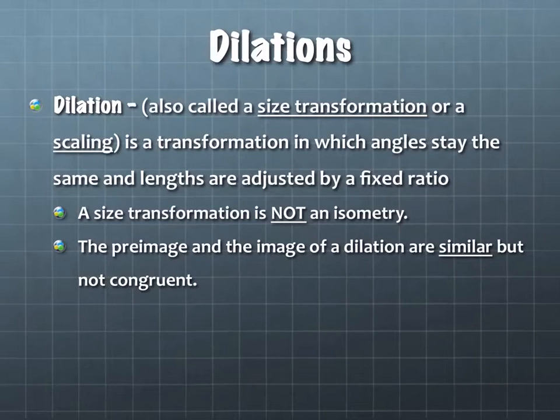Because the lengths are adjusted, this is not an isometry. What was an isometry again? It maintains length. Yeah, it preserves length and distance, right? And this one will not do that. The pre-image and the image of a dilation are similar, but they are not congruent.